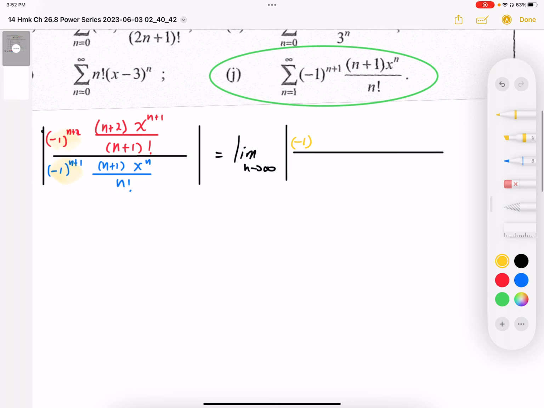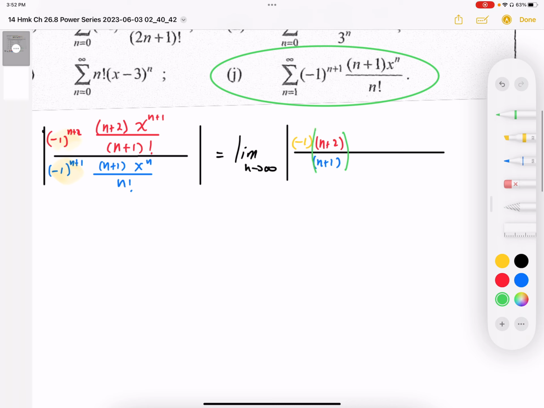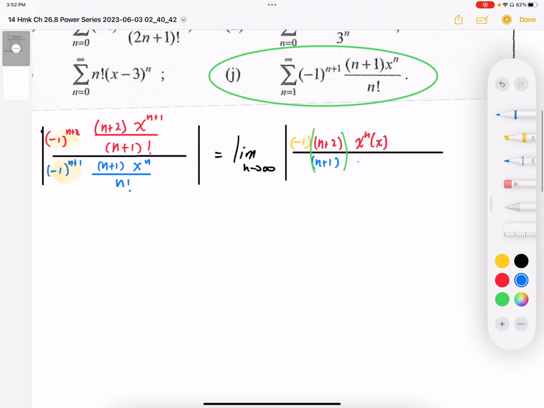And then we're going to group together our n+2 and n+1, so we end up with n+2 over n+1, and we'll group those together. And we'll group the x's together, so we end up with x^n, and I'm going to write that extra x like that so we can cancel that out easily. And then from the denominator, an x^n, and we'll group those together.